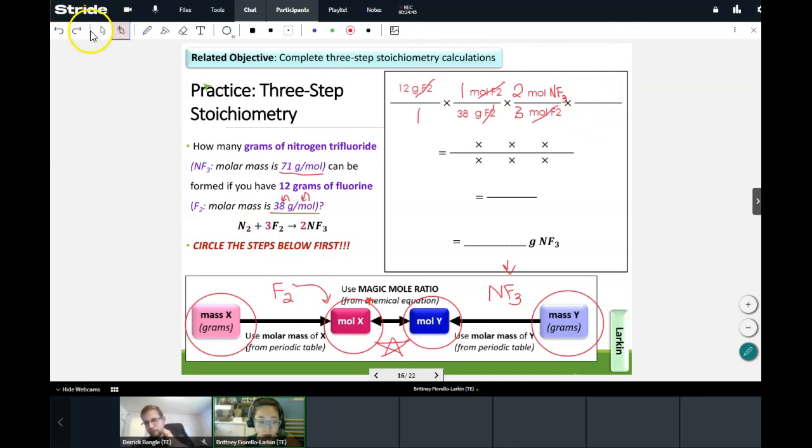Beautiful. Now, I am at moles of NF3. Is that what I'm solving for? Where it says how many here. Is that what I'm supposed to be solving for? It says how many what? Yeah, I'm supposed to be solving for grams. So no, I am not yet done.